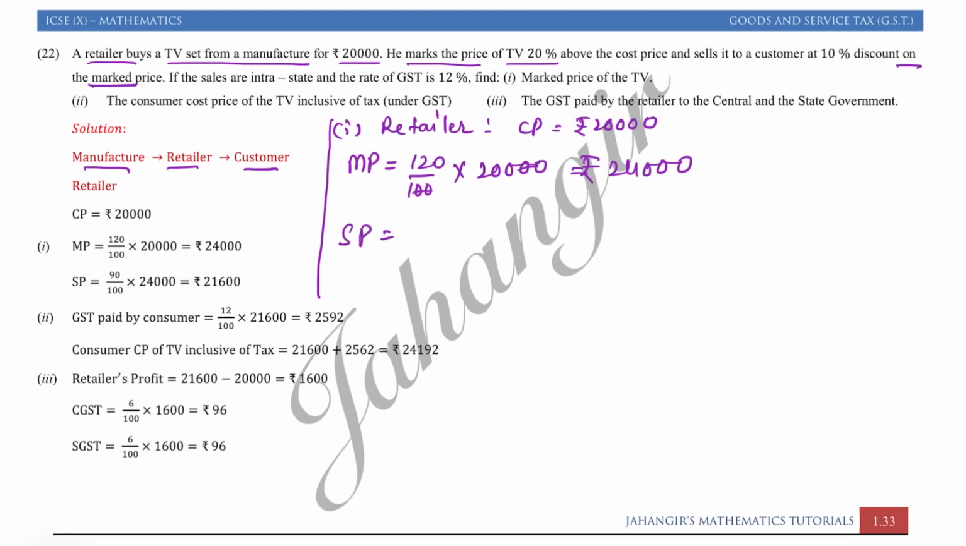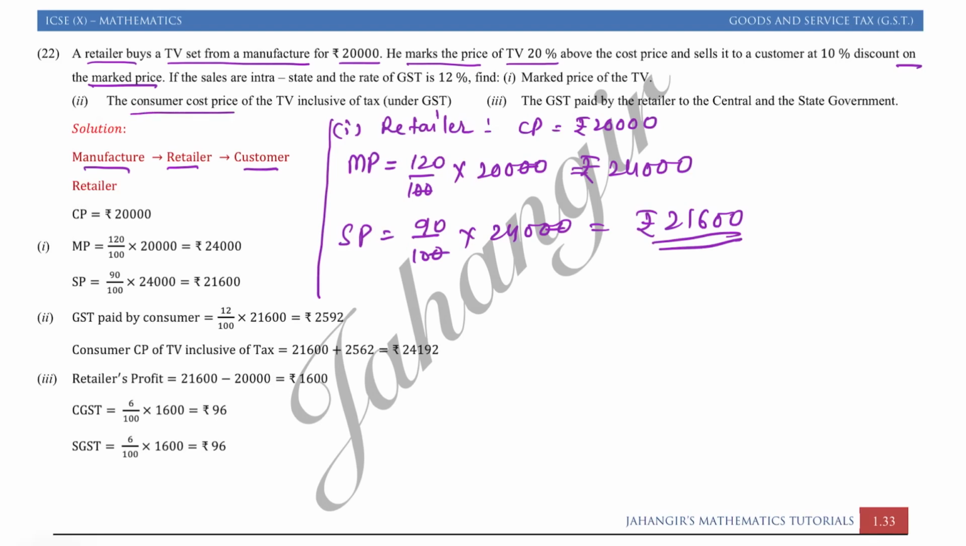Now he had sold it by giving 10% discount on the mark price. On the mark price, so SP is 90% of 24,000. 24 into 9 is rupees 21,600. So now buying price and selling price you got. First mark price also we got. This is the first answer.